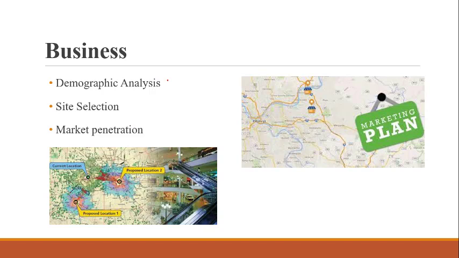For business purposes, demographic analysis can be done, or for site selection, or for market penetration, GIS can be used. Like here we can see that there are three spots: location 1, location 2, and a current location. So if you want to see which location is most suitable for us, we can use GIS, and this GIS can lead us to a better decision, that, for example, proposed location 1 is good for a business purpose.